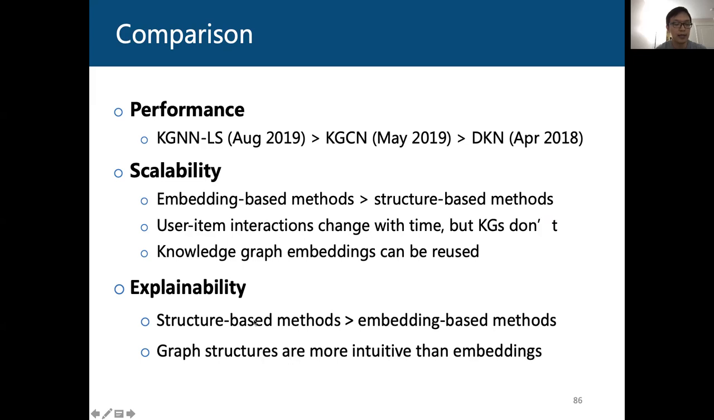And last is explainability. Structure-based methods are more explainable than embedding-based ones, right? Because graph structures are more intuitive than embeddings. You know, embeddings are just digits and vectors.